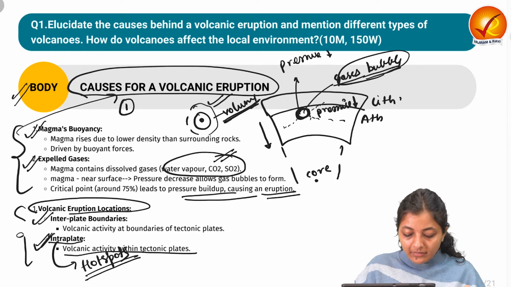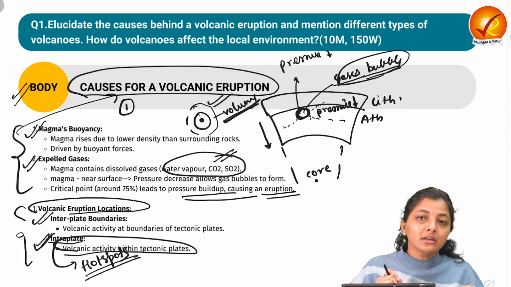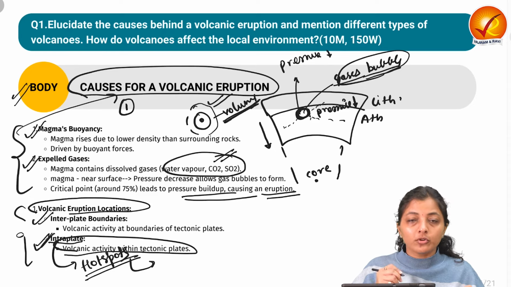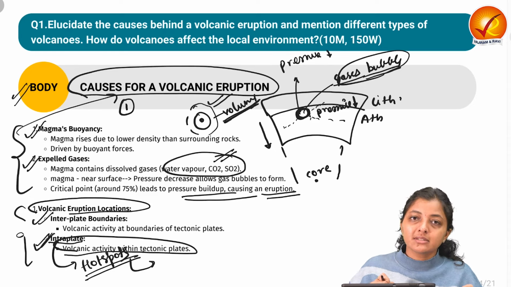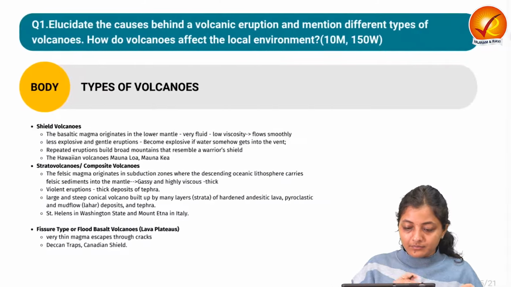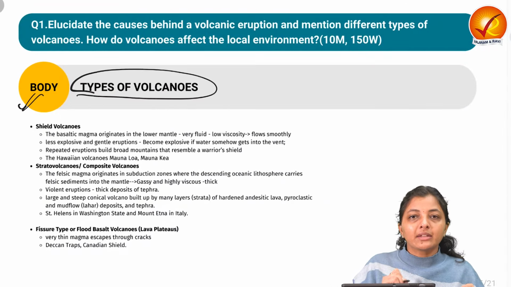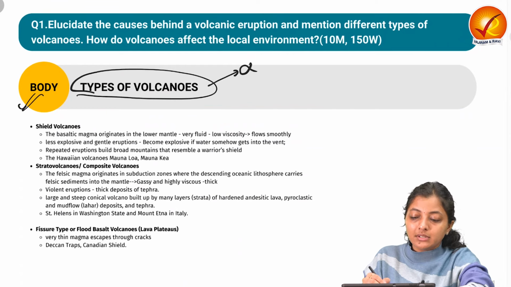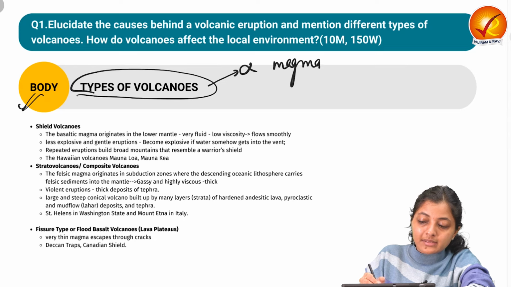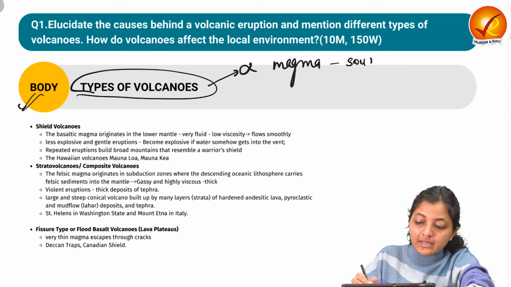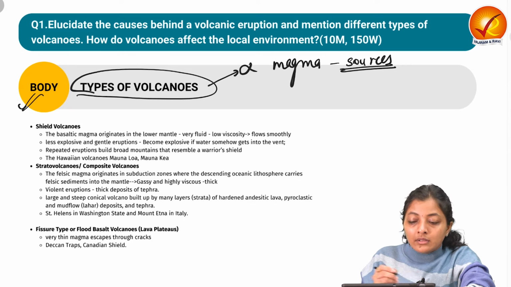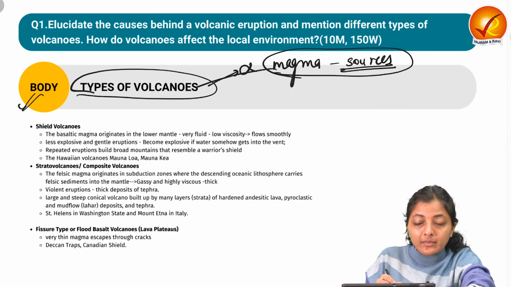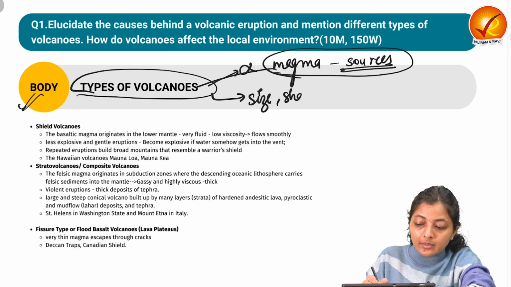So when volcanic activity happens within the tectonic plates on the hotspots, this is also one of the reasons for volcanic eruption. Then comes the types of volcanoes. The type of volcano depends upon the magma characteristics, or where the magma is coming from. The magma source decides the type of volcano. Type means the size, shape and explosiveness.